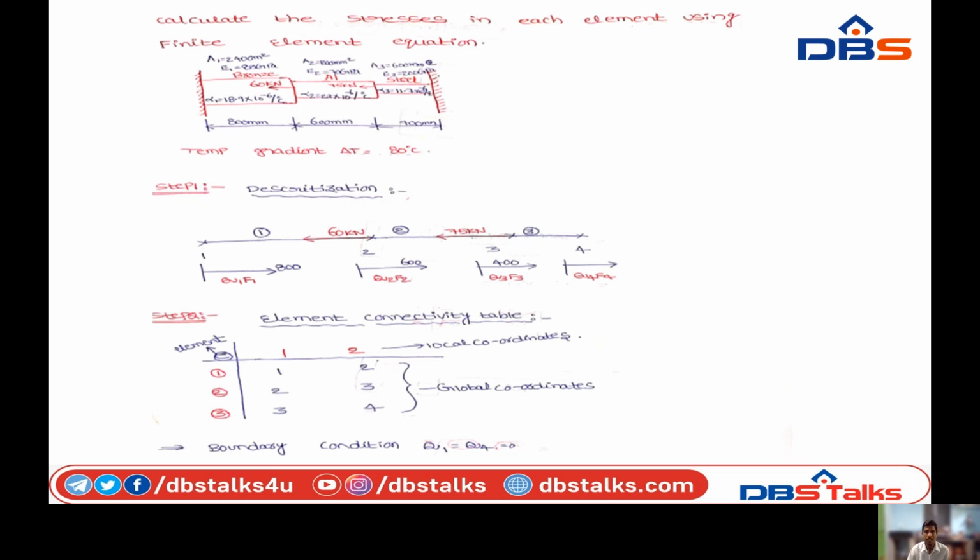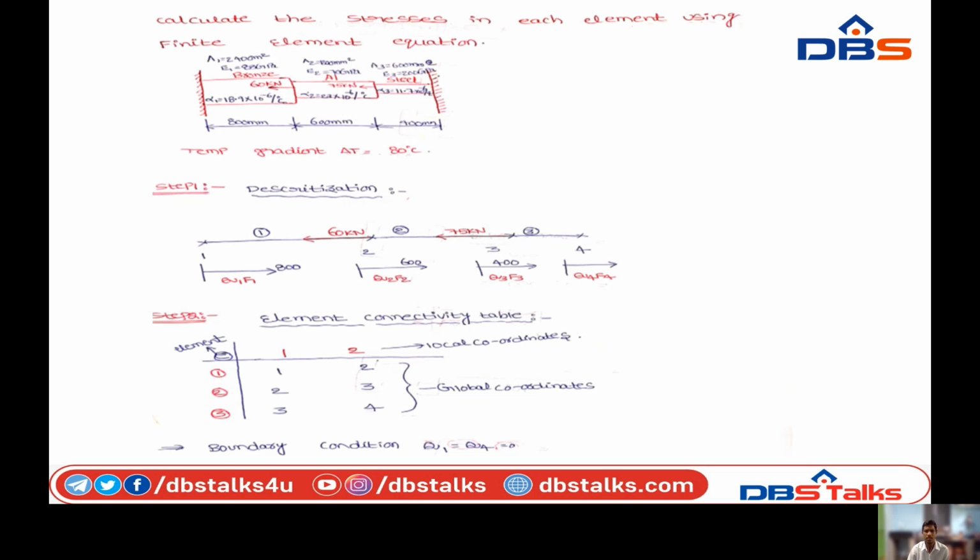One and four are fixed nodes. Based on the problem, I am dividing the elements into four nodes. This is to be clarified in the element connectivity table. Step one is the discretization process. Discretization means dividing the body into a number of nodes.